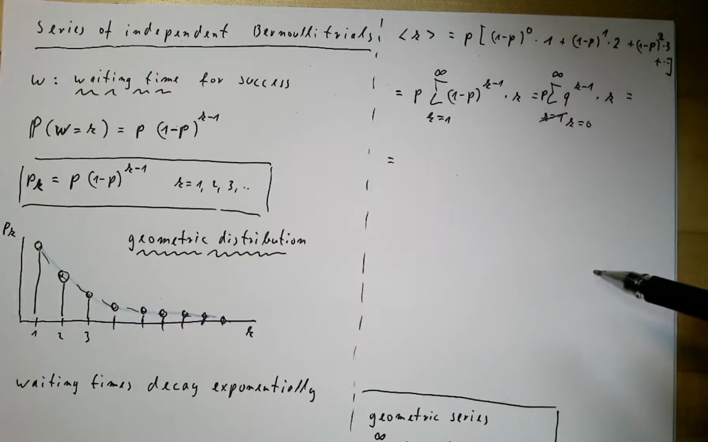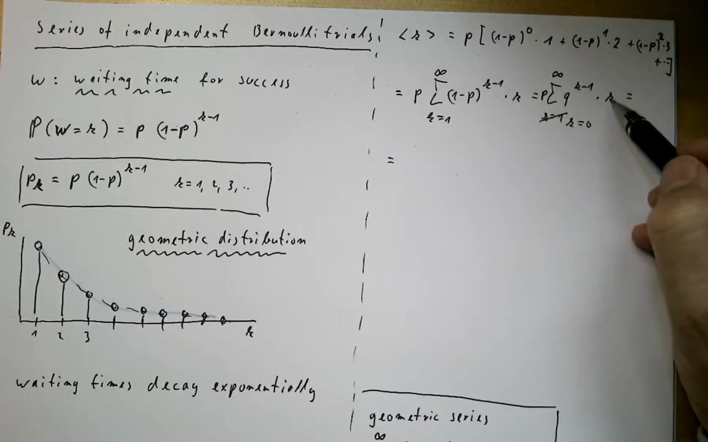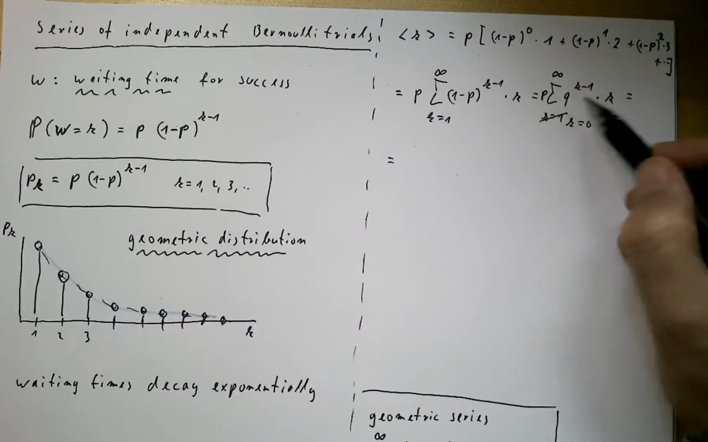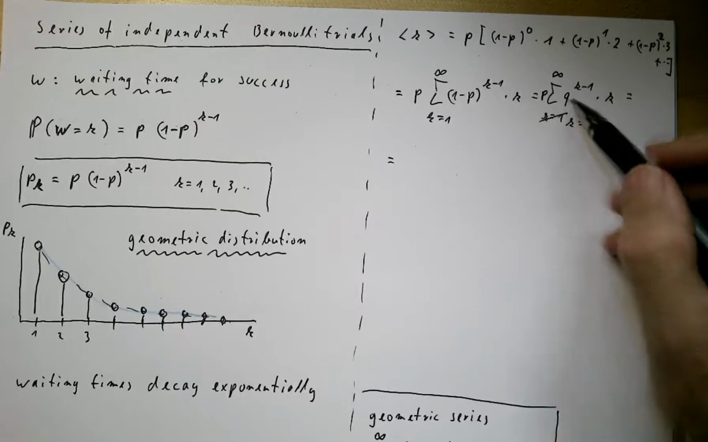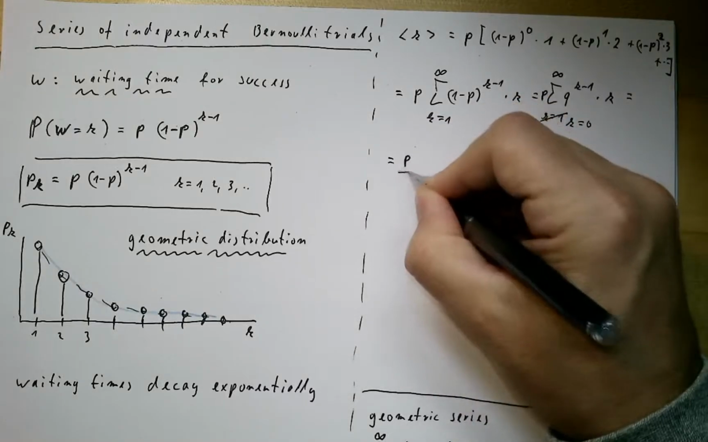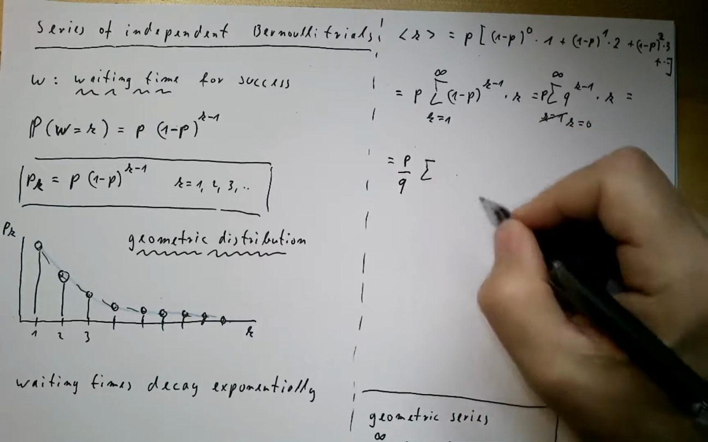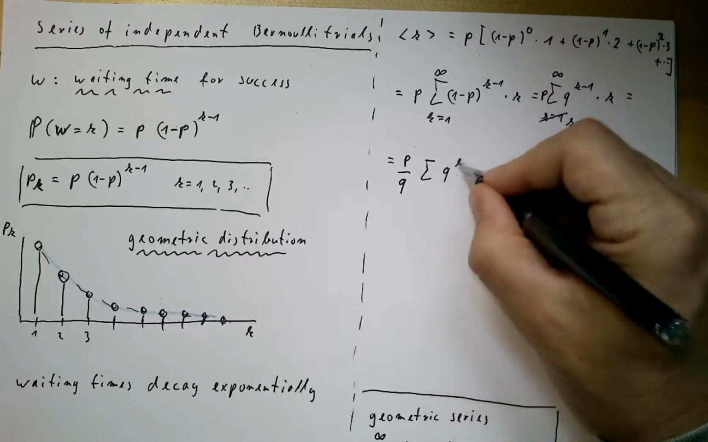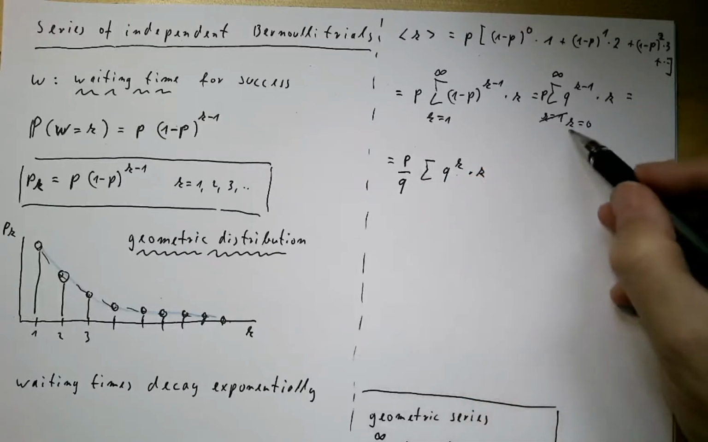And it's always the same tricks that people use here. One trick is, if you have such a series and you have something to the power k times k, this is something like a derivative of something. So let's see if we can rewrite this. First, let's write this as p over q, and then we can write this as q to the k times k, and the sum runs always now from k equals 0.